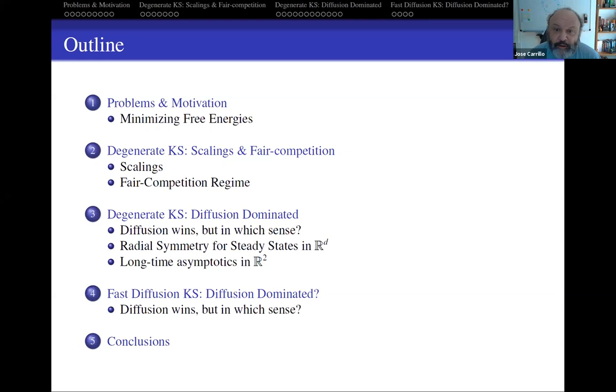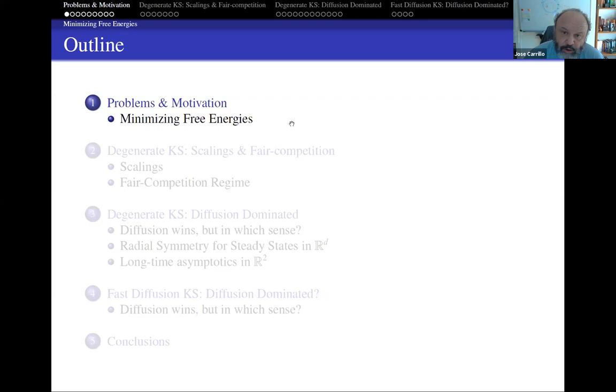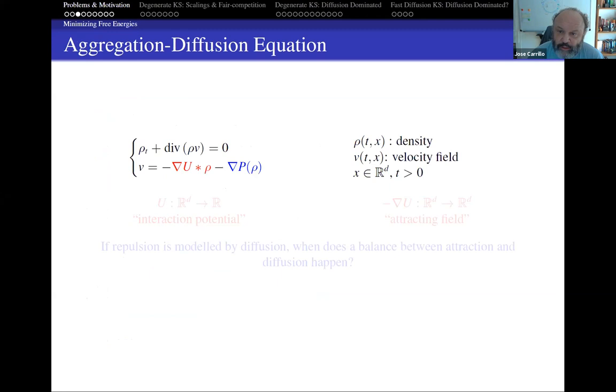So the general topic is about trying to understand the minimization of free energies that appear in many applications. In particular, one of them is in math biology, but I will not enter too much in that, just to say that it is one of the main sources of some models of this type. And I will refer to them as aggregation diffusion equations. They are equations of this form.